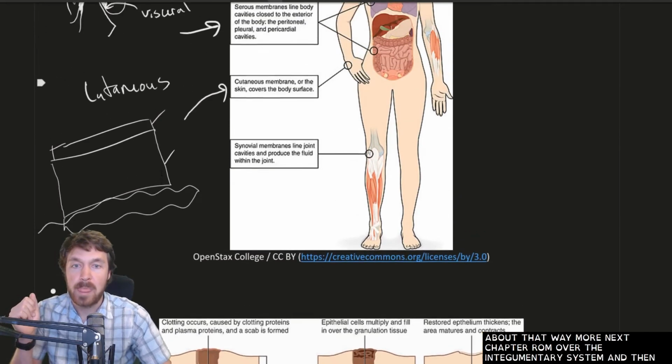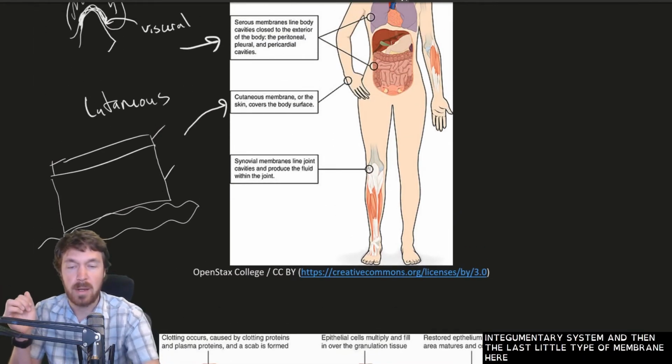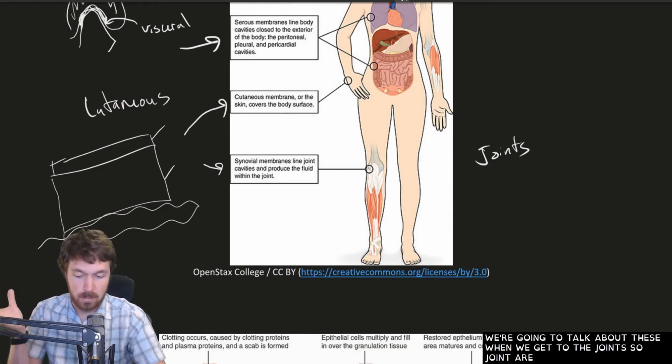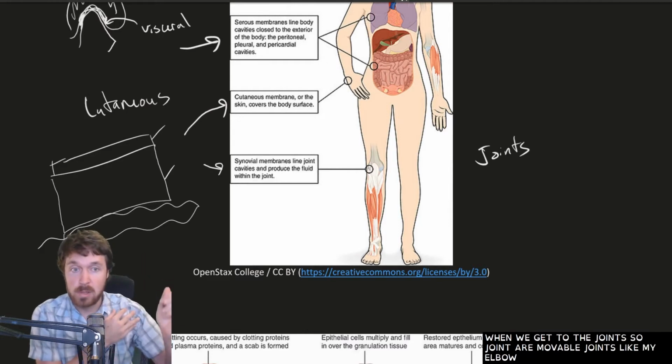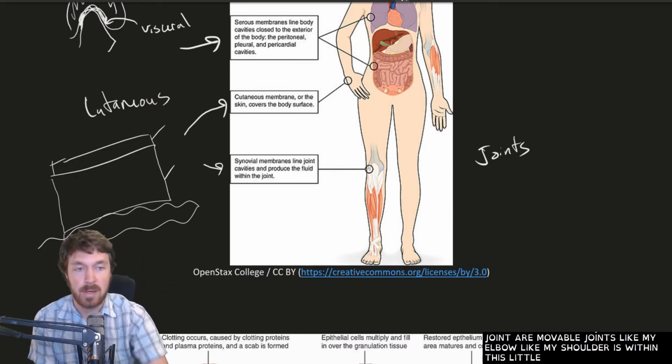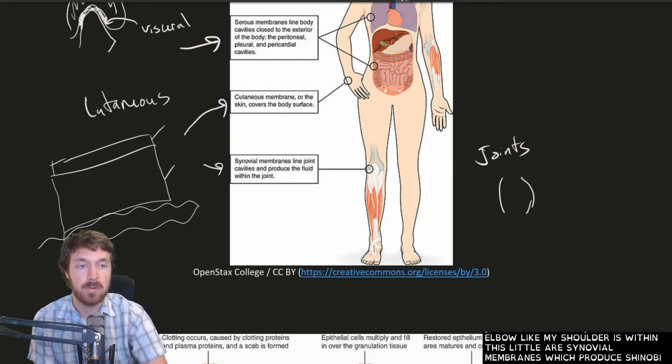And then the last little type of membrane here are the synovial membranes. We're going to talk about these when we get to the joints. So joints are movable joints like my elbow, like my shoulder, is within this little membrane encapsulated area where there are synovial membranes which produce synovial fluid into this region.